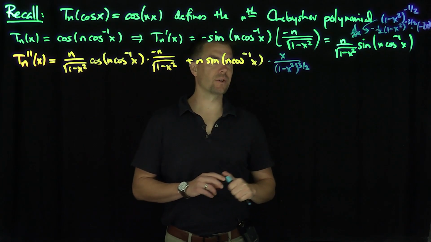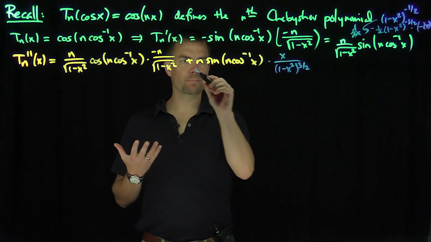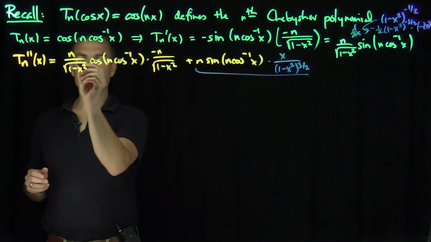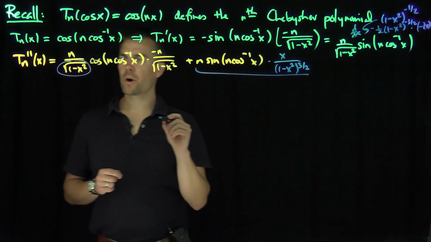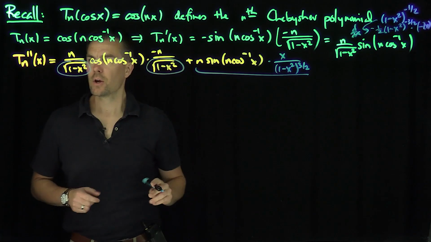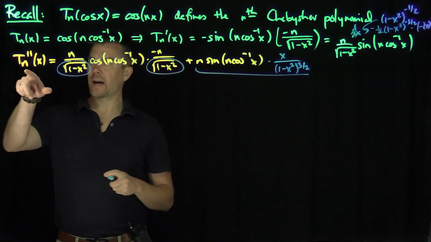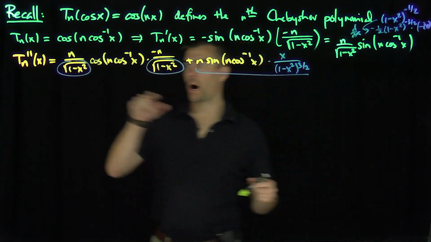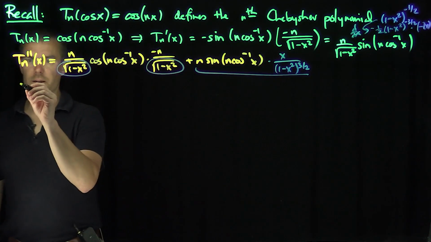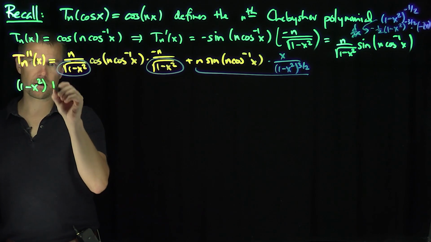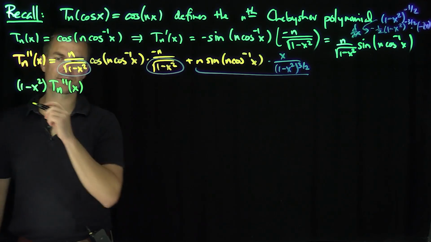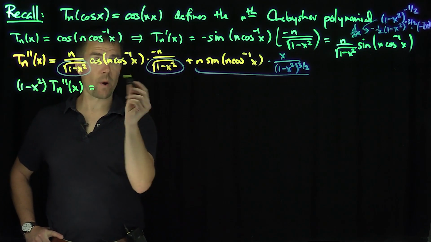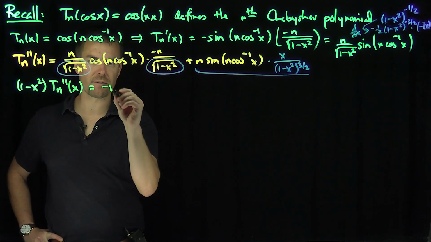And so now here's the key observation to make in all this. If we look at this expression over here, and this expression over here, I have a 1 over the square root of 1 minus x squared, and I have the same thing over here. So what I'm going to do now is multiply Tn double prime by 1 minus x squared. So in other words, 1 minus x squared Tn double prime of x is going to be equal to this expression over here, which is negative n squared, because now the squares cancel out.